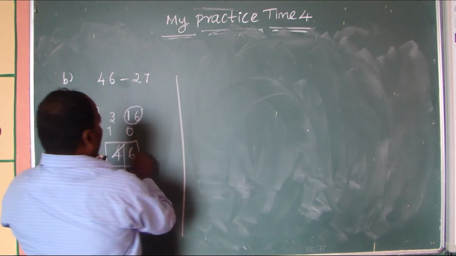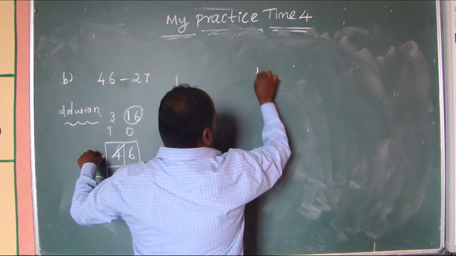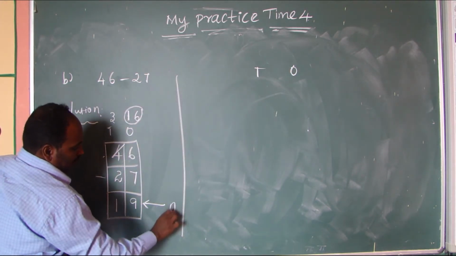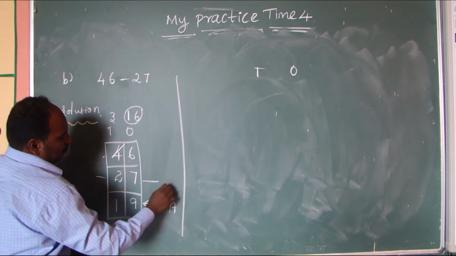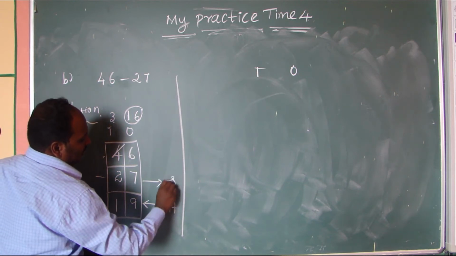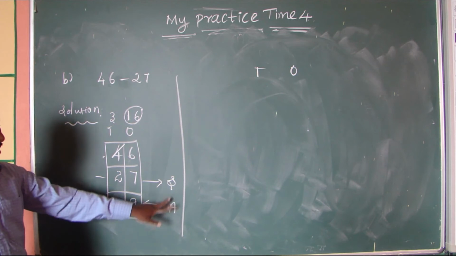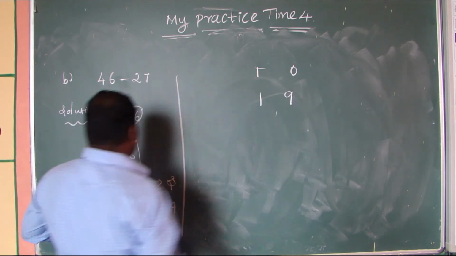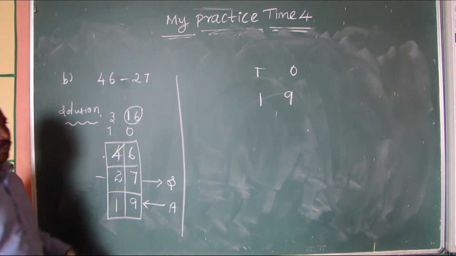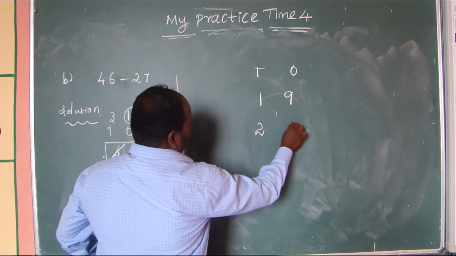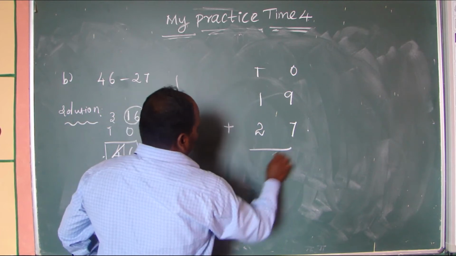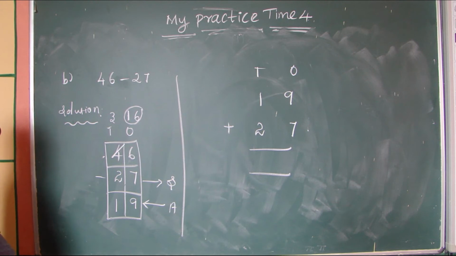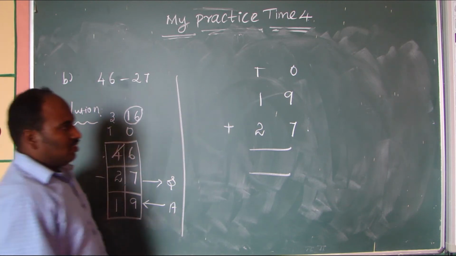The next one, check our answer. Tens and ones. We add the answer term plus the second term. Our answer term is 19 and the second term is 27. We want to add them. Our answer is 46. We have two terms.